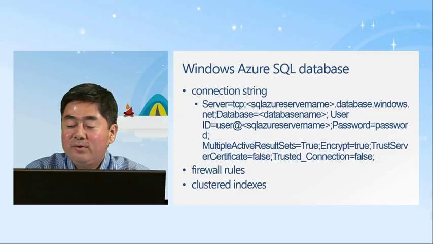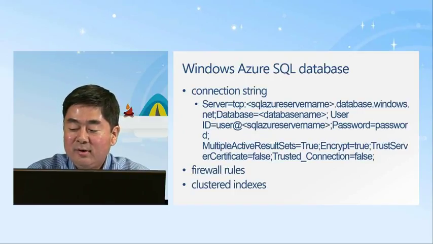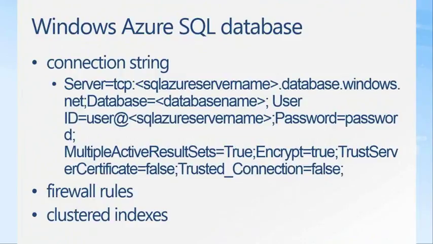If you're using one of these Windows Azure SQL databases, or SQL Azure, there are a few differences from connecting to a normal database. The connection string format is slightly different. You'll notice the server name is prefaced by TCP:, and then it's servername.database.windows.net. The username is suffixed by an @ symbol and your server name. You also want to set Encrypt equals true and TrustServerCertificate equals false to make sure all the traffic to your database is encrypted and to prevent any man-in-the-middle attacks.